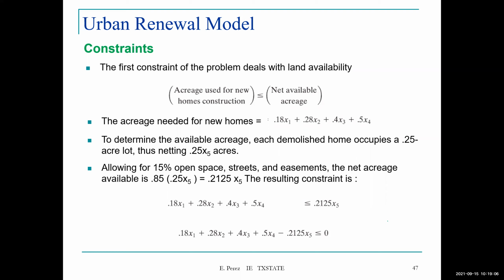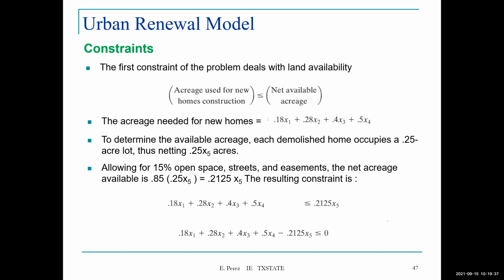So allowing for 15% open space for street and easements to the net acreage available. We have to accommodate this requirement for the development. Not all the space will be used for creating new homes. We have to leave some space for parks, open space, streets, and so on. And that's 15%. So we only have 85% available for the construction of new homes.